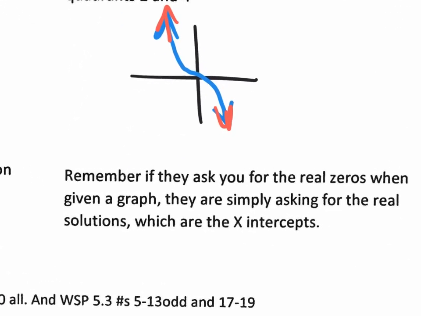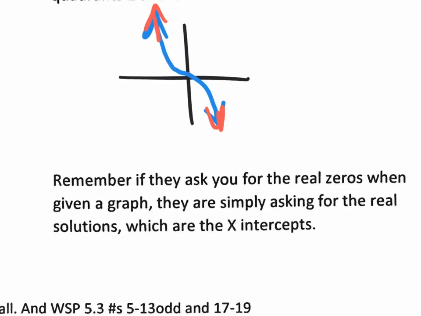And remember, if they're asking you to find real zeros when they give you a graph, they're simply asking for the real answers, the real solutions, which are the x-intercepts. Okay? So if you have this graphing Desmos app, you could take any polynomial function, graph it, and see where it crosses the x-axis, and that'll be the solution.